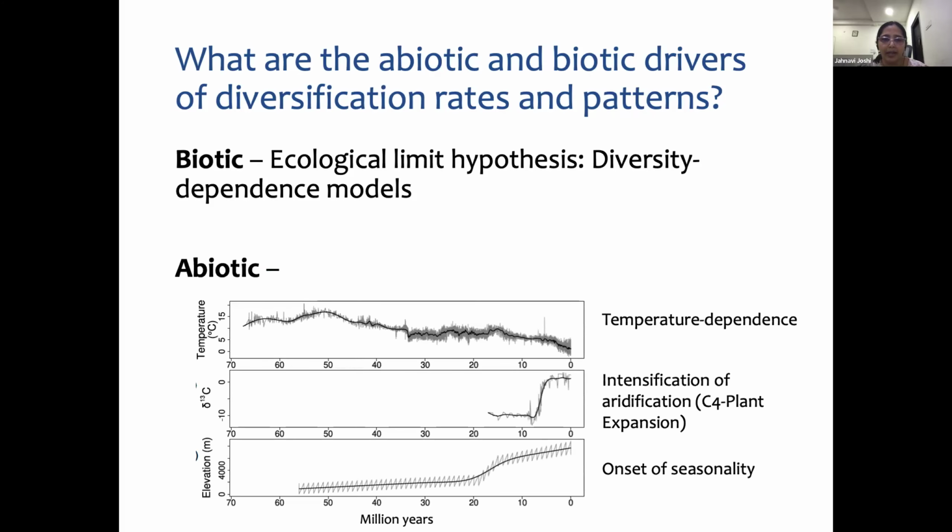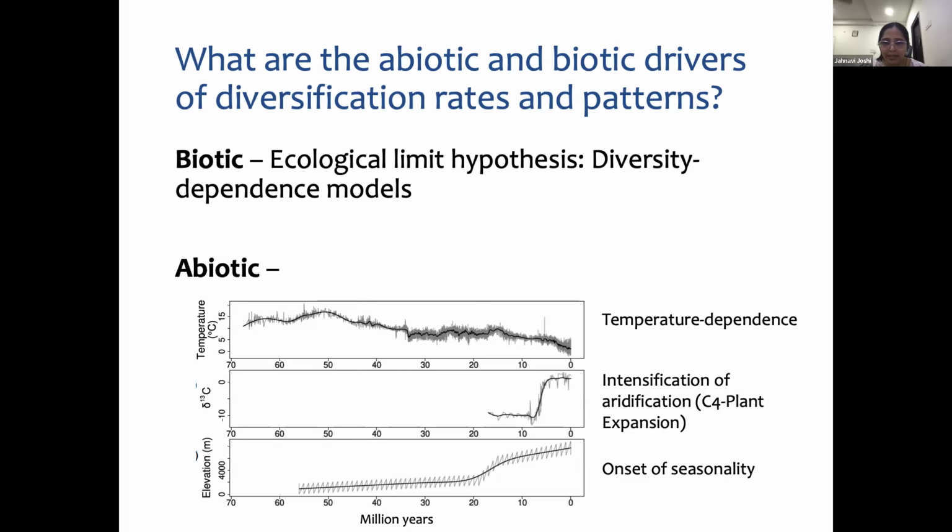And among the abiotic variables, we looked at temperature dependence, as Mahi showed us one of the graphs where the temperature had changed quite dramatically throughout the last 60 million years, which is when most of the diversification for peninsular Indian groups has happened. We used onset of seasonality or Himalayan origin as one of the proxies for this. We also looked at intensification of aridification, which is thought to have influenced the diversification in peninsular India.